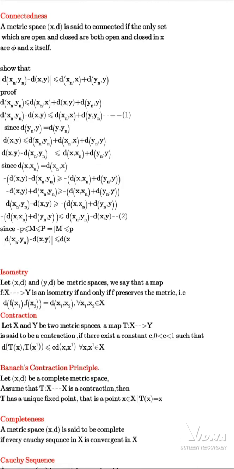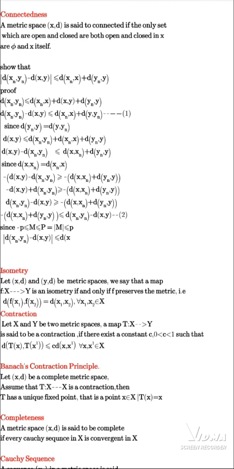Now connectedness. When we talk about connectedness, a metric space is said to be connected if the only sets that are both open and closed in X are X itself and the empty set. So when we have the empty set and the set itself, we say that the space is connected.